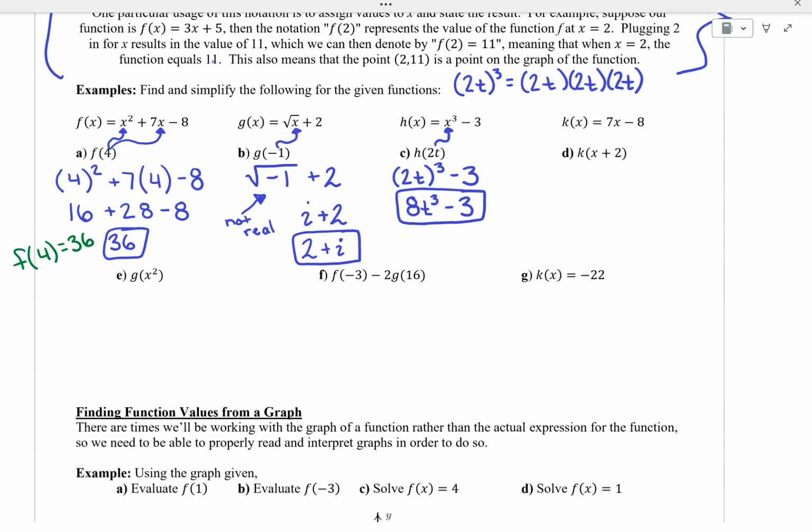Okay, next one is the k function. Now this is telling me this time that I have to plug x plus 2 into the x spot. So in the k function, all of this is going right there. So we're going to have 7 times x plus 2 minus 8. So that will be 7x plus 14 minus 8. Put your two like terms together. So 7x plus 6.